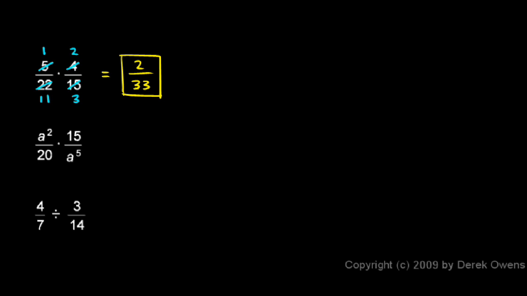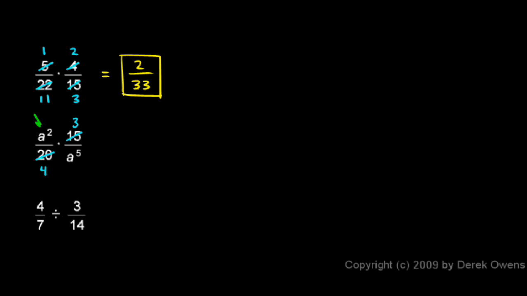Okay, let's look at the next example. A squared over 20 times 15 over a to the fifth. Once again, I could just multiply these, but this problem will be a lot easier if I can simplify the fractions first. The 15 and the 20 are both divisible by 5, so let's do that. 15 divided by 5 is 3, and 20 divided by 5 is 4.